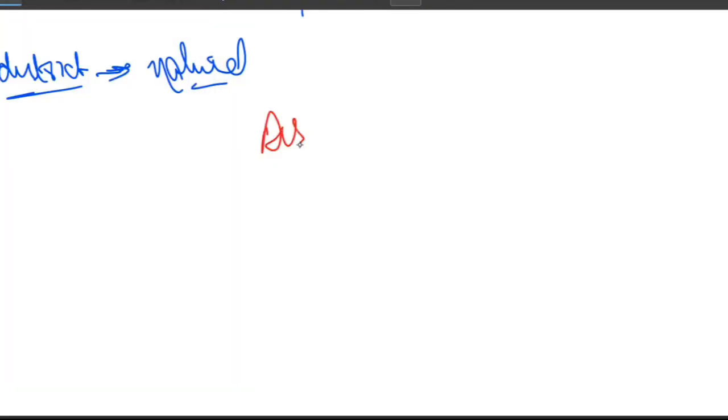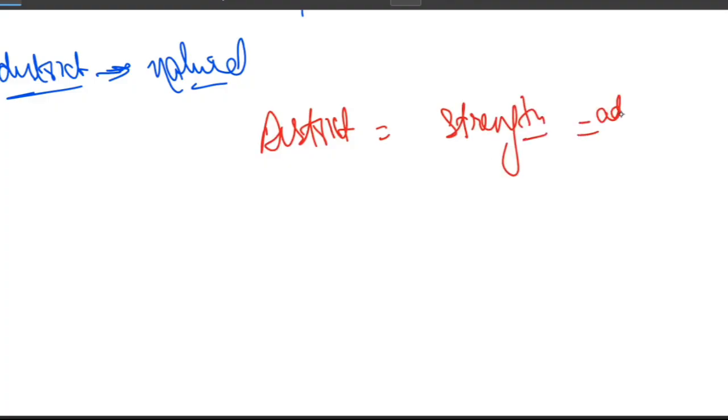You can think of the district as a strength, right? And a strength means what? A strength means advantage, right? And advantage means what? Comparative advantage. Just link the word district with advantage and you will never forget the answer.